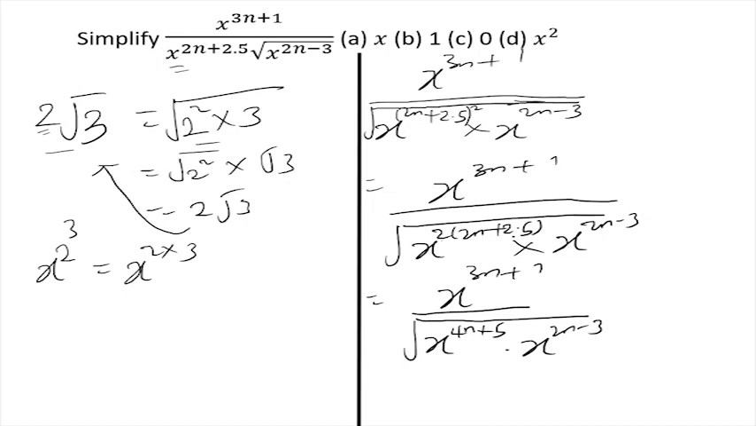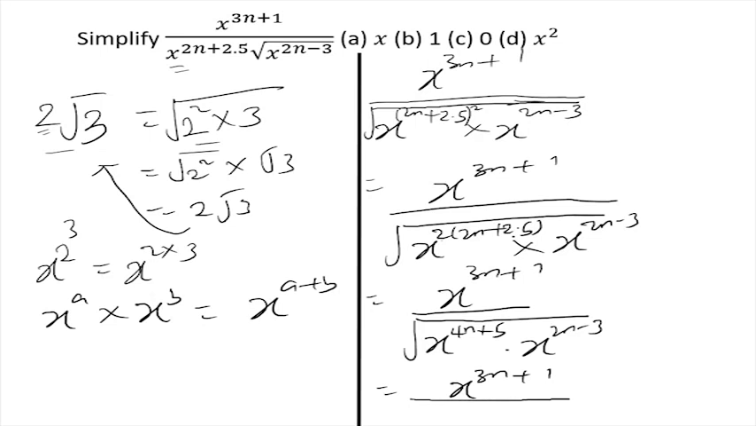Also, the law of multiplication in indices states that if you have x raised power a multiplied by x raised power b, you can add the powers so long as you have the same base. So x raised power a plus b. So in that light, this becomes x raised power 3n plus 1 divided by square root of x raised power of, so we need to add the powers, 4n plus 5 plus 2n minus 3. So by the time we collect like terms, this automatically gives us x raised power 3n plus 1 divided by square root of x raised to power, 4n plus 2n will give us 6n, then 5 minus 3 gives us 2.